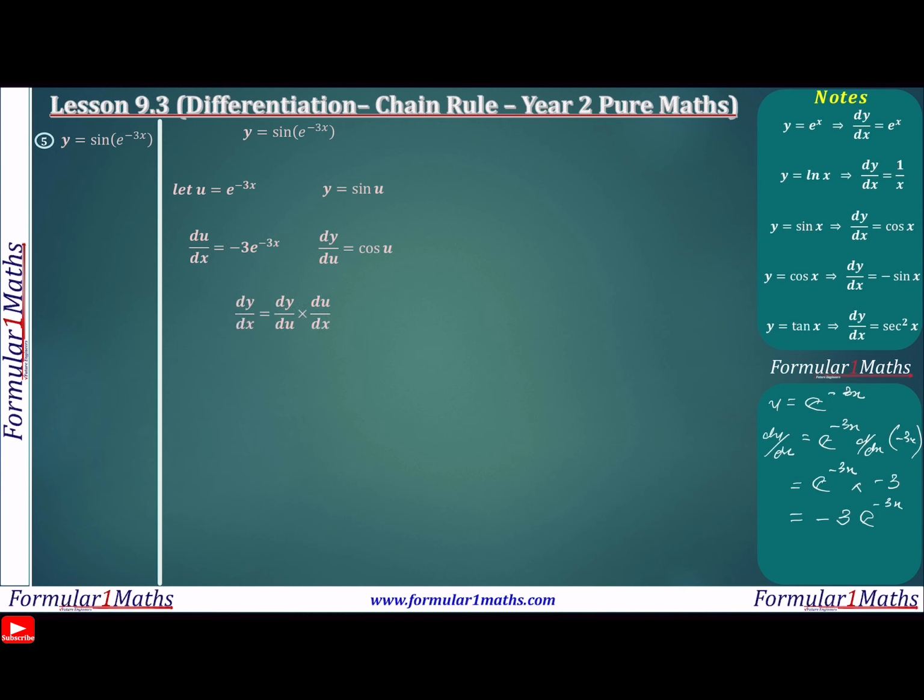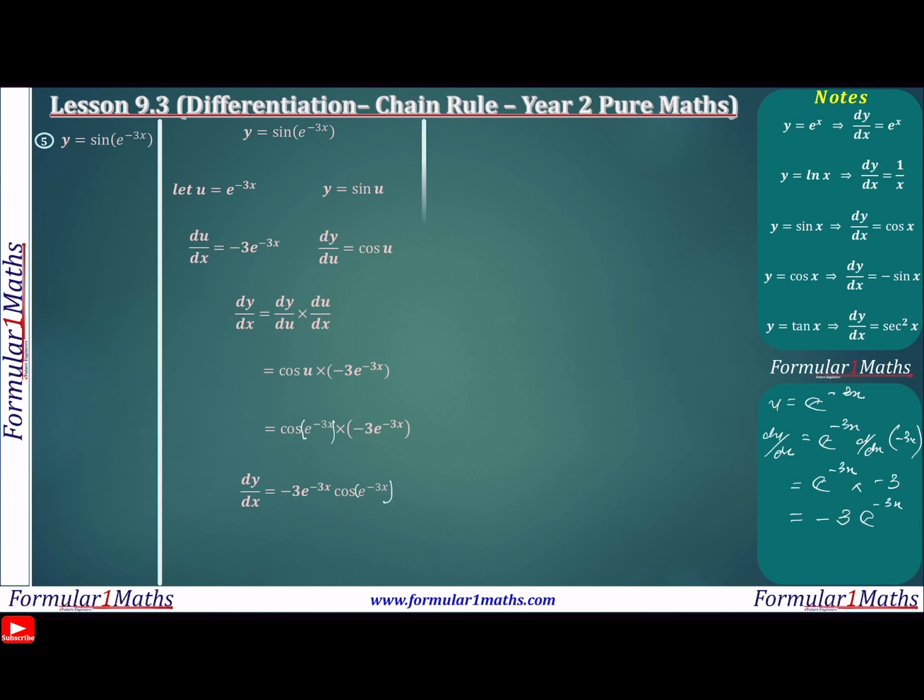And then my chain rule formula will have cos u replacing dy/du and minus 3 e to the power minus 3x replacing du/dx. So we get the following. But u is e to the power minus 3x. So if I do that substitution, I get that. Should I put this in brackets? Like that. Then writing this nicely, we're going to get minus 3 e to the power minus 3x cos of e to the power minus 3x. Again, I need to put this in brackets.